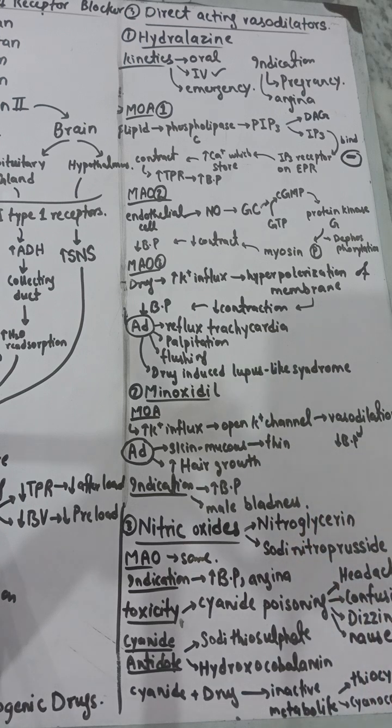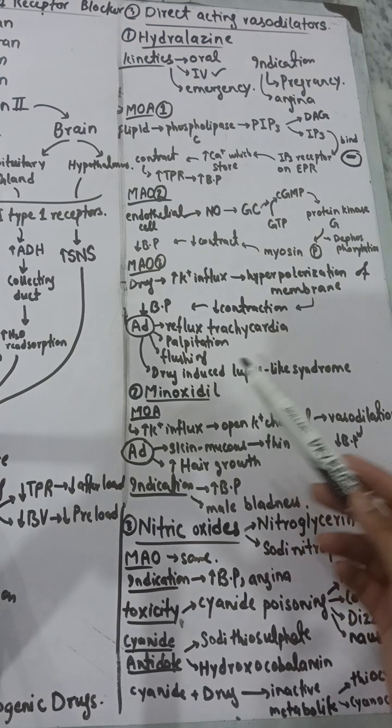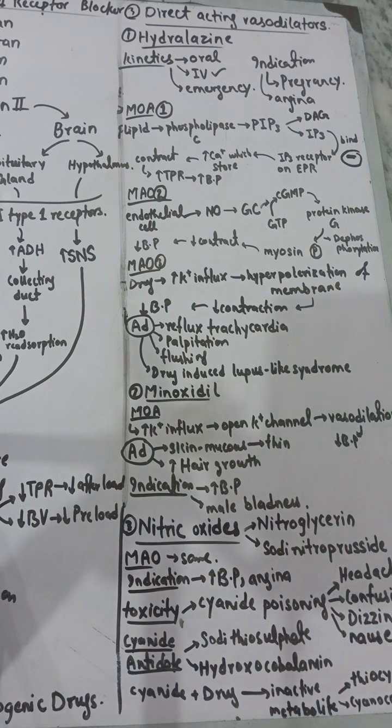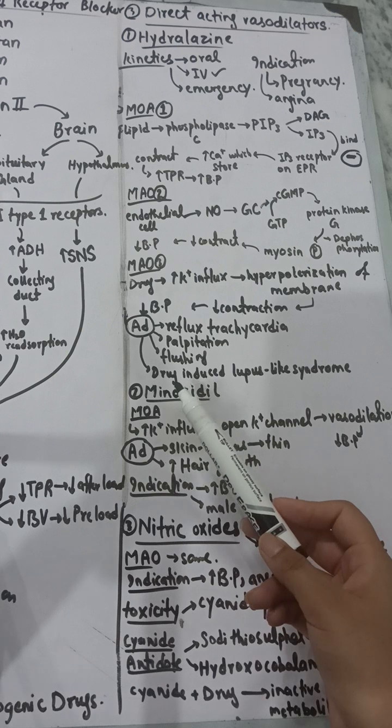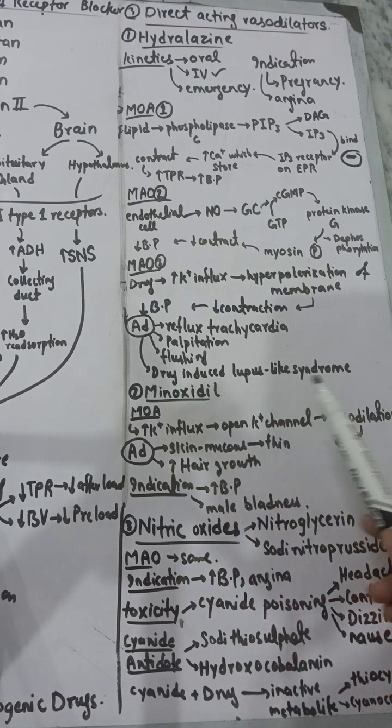Palpitation happens because severe sweating can occur in that patient. Flushing can happen. The redness of the face is an adverse effect which is seen. And the last adverse effect is the drug-induced lupus-like syndrome. This is an autoimmune response in which the body destroys itself. So the body begins to produce a special type of antibodies which destroy its own natural cells.